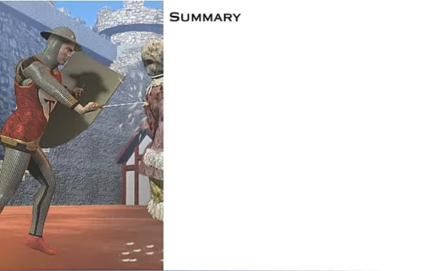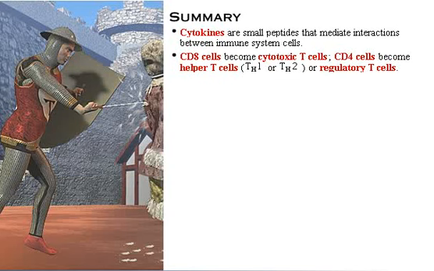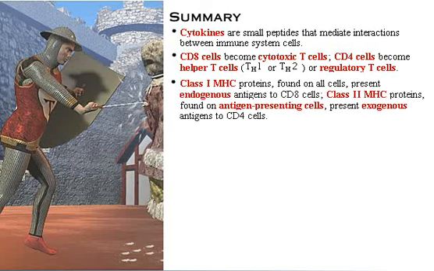Here's a summary of what we've covered. Cytokines are small peptides that mediate interactions between immune system cells. CD8 cells become cytotoxic T cells. CD4 cells become helper T cells, Th1 or Th2, or regulatory T cells. Class I MHC proteins, found on all cells, present endogenous antigens to CD8 cells. Class II MHC proteins, found on antigen-presenting cells, present exogenous antigens to CD4 cells.